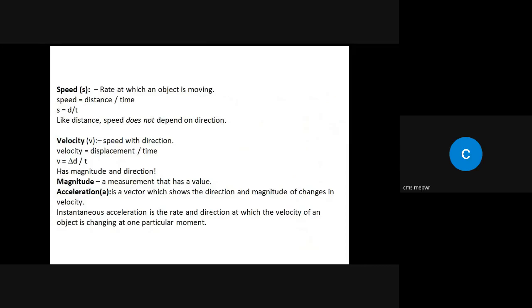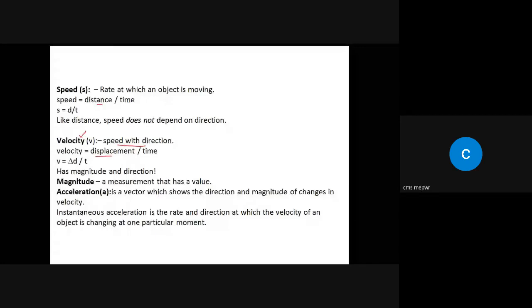Whereas velocity is a vector quantity, which means it needs direction. So we can say velocity is basically speed with direction. Since it is a vector quantity, we cannot use distance. So this will be displacement by time. And for displacement over here, we are using delta D. It has magnitude as well as direction, since it's a vector quantity.